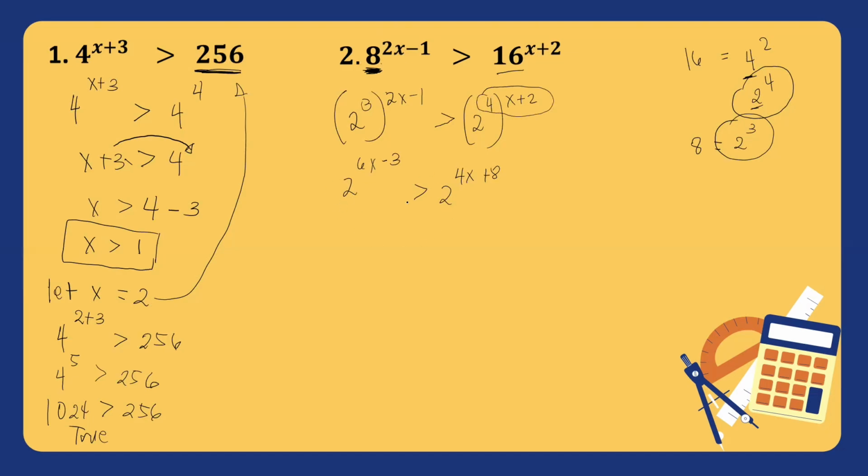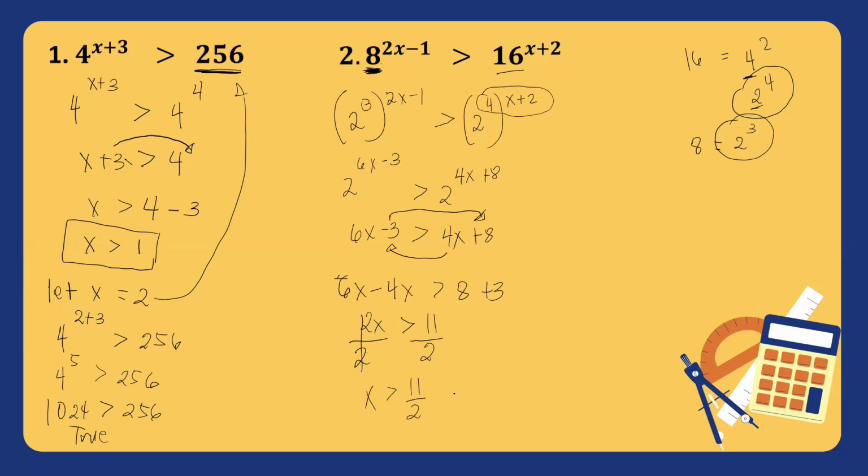Since they have the same base, bring down the exponent, therefore we have 6x minus 3 is greater than 4x plus 8. So we transpose negative 3 to the other side and 4x to the other side. Therefore magiging 6x minus 4x is greater than 8 plus 3. So we have here 2x greater than 11. To eliminate 2, we divide both sides by 2. So the answer is x is greater than 11 over 2, or it is 5.5. Okay? So, eto na po yung ating answer.